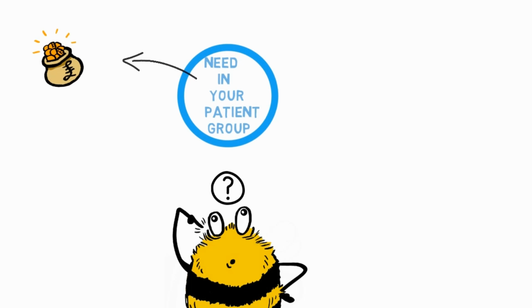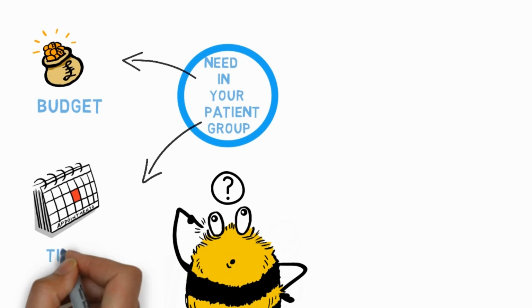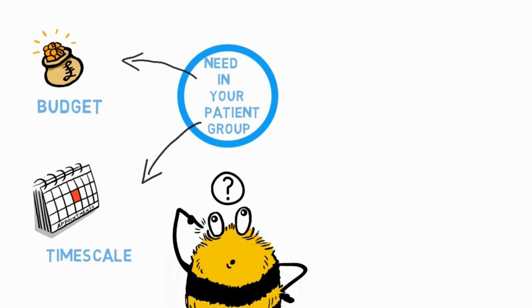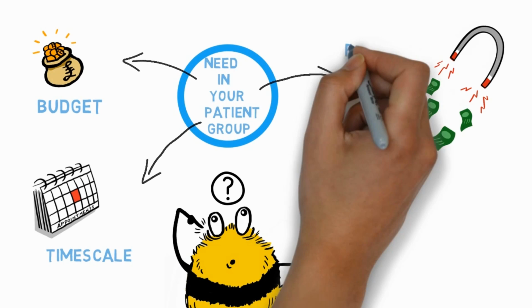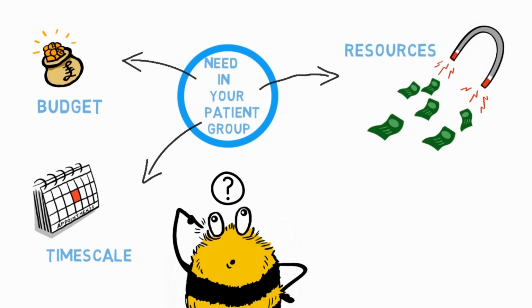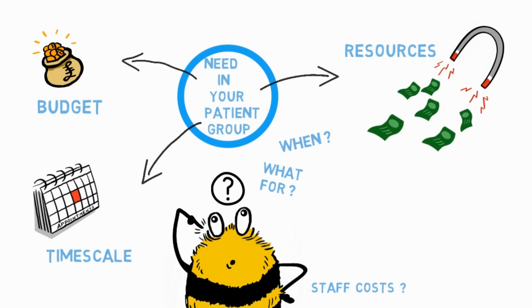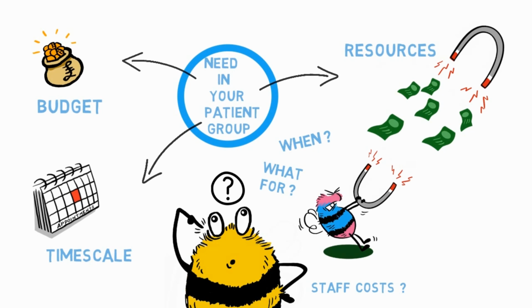Once you have the project planned, you should establish a budget, timescale, and resources you'll need for fundraising. When do you need the money by? What for? How much will the implementation of the project cost, including staff costs? Understand that it can take a long time to start bringing in the money, and that it can be frustrating.